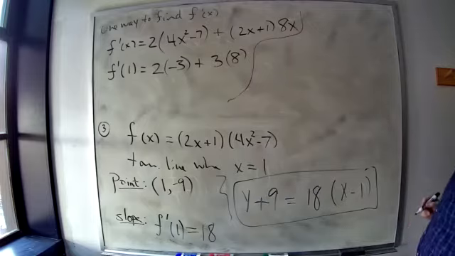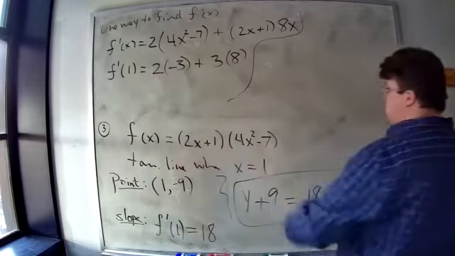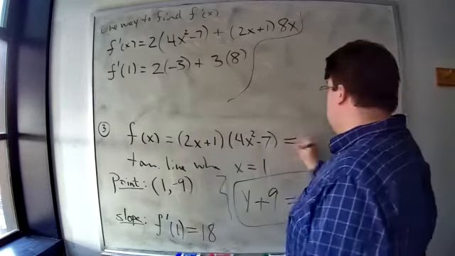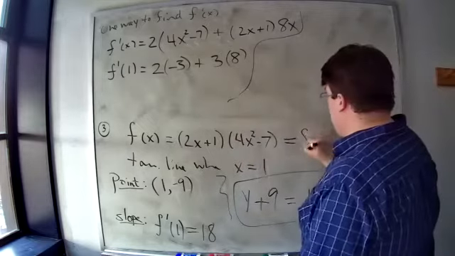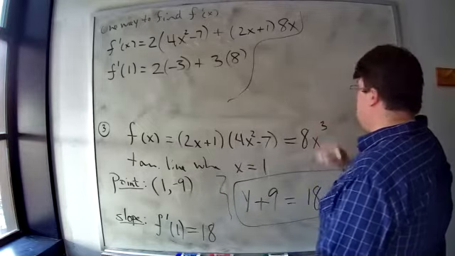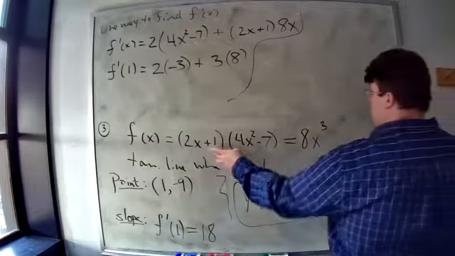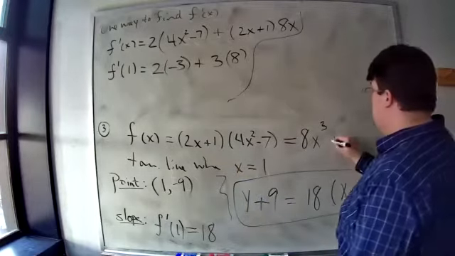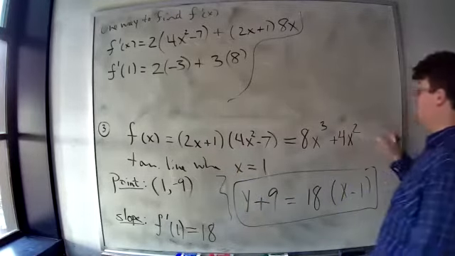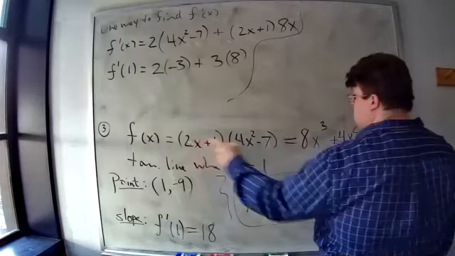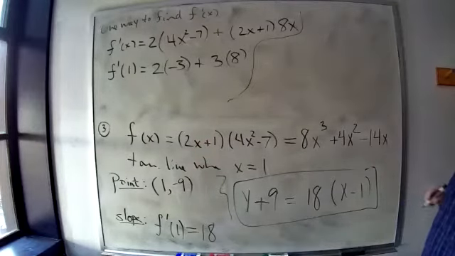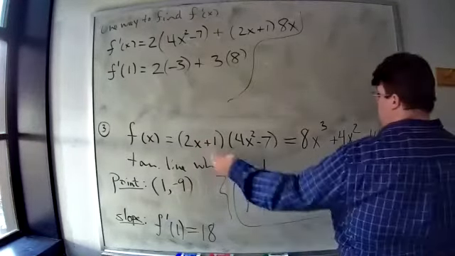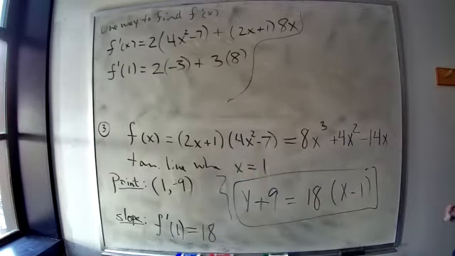Okay, the other way we could find f prime is if we distribute all this out. Well, what do we get? I'll just write it here. 2x and 4x cubed give us an 8, along with 3 x's. 1 and 4x squared gives us a 4x squared. 2x and a negative 7 give a negative 14x. 1 and negative 7 make a negative 7.